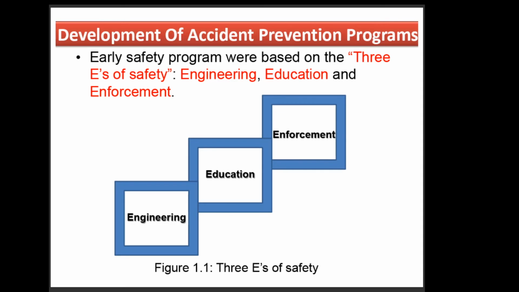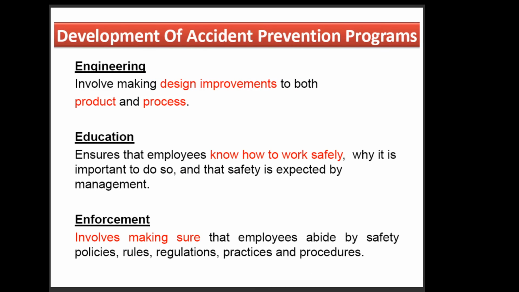Early safety programs were based on the 3 E's of safety. The 3 E's are what? Engineering, education and enforcement. These are the 3 E's of safety. We have to define what is engineering, what are the perspectives of engineering in safety, what are the perspectives of education, what are the perspectives of enforcement. Number one, engineering. Engineering involves making design improvements, that is robust design, design improvement to both product and process.